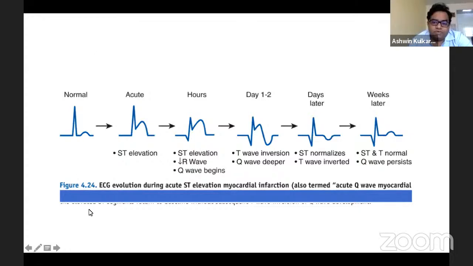So this is a picture which shows the evolution of MI. A normal ECG. There is ST elevation. There is ST elevation with Q wave beginning and R wave receding. A deeper Q wave and a T wave inversion. And these go from acute, to few hours, few days, and finally the last few days.